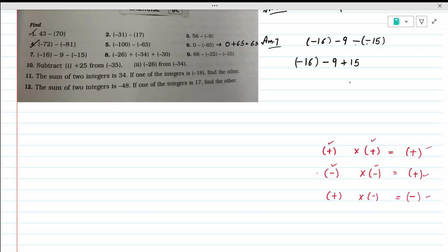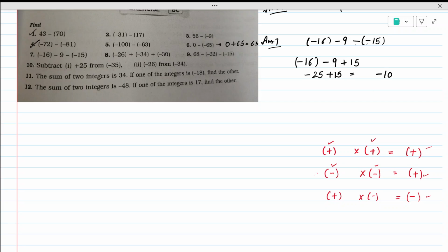Now what we'll have to do, we have to simplify this. Minus 16 minus 9 is minus 25 plus 15. So we will solve this. We will get minus 10 as the answer here. Okay. So first of all, what we'll have to do, we have to simplify the expression and then we have to do the general calculation.